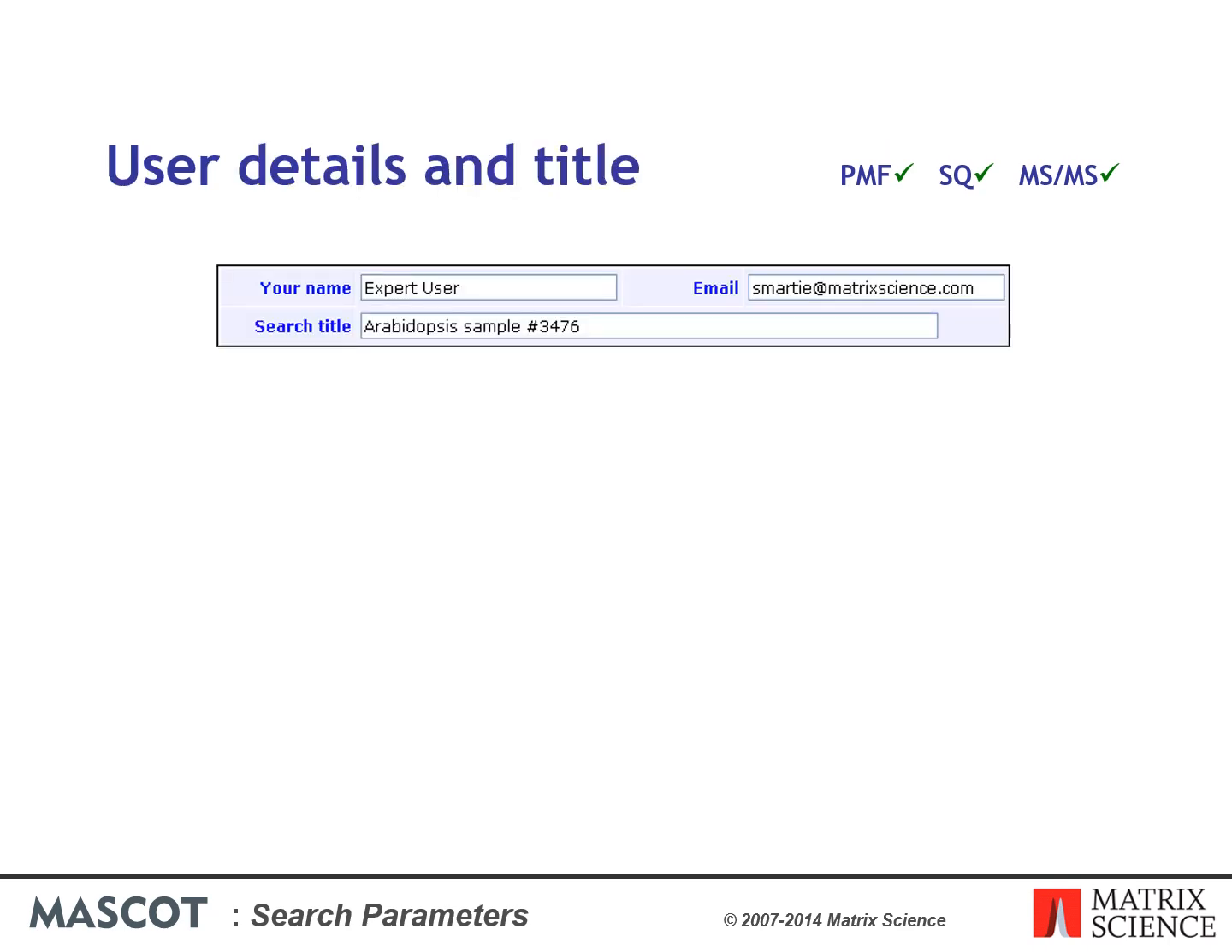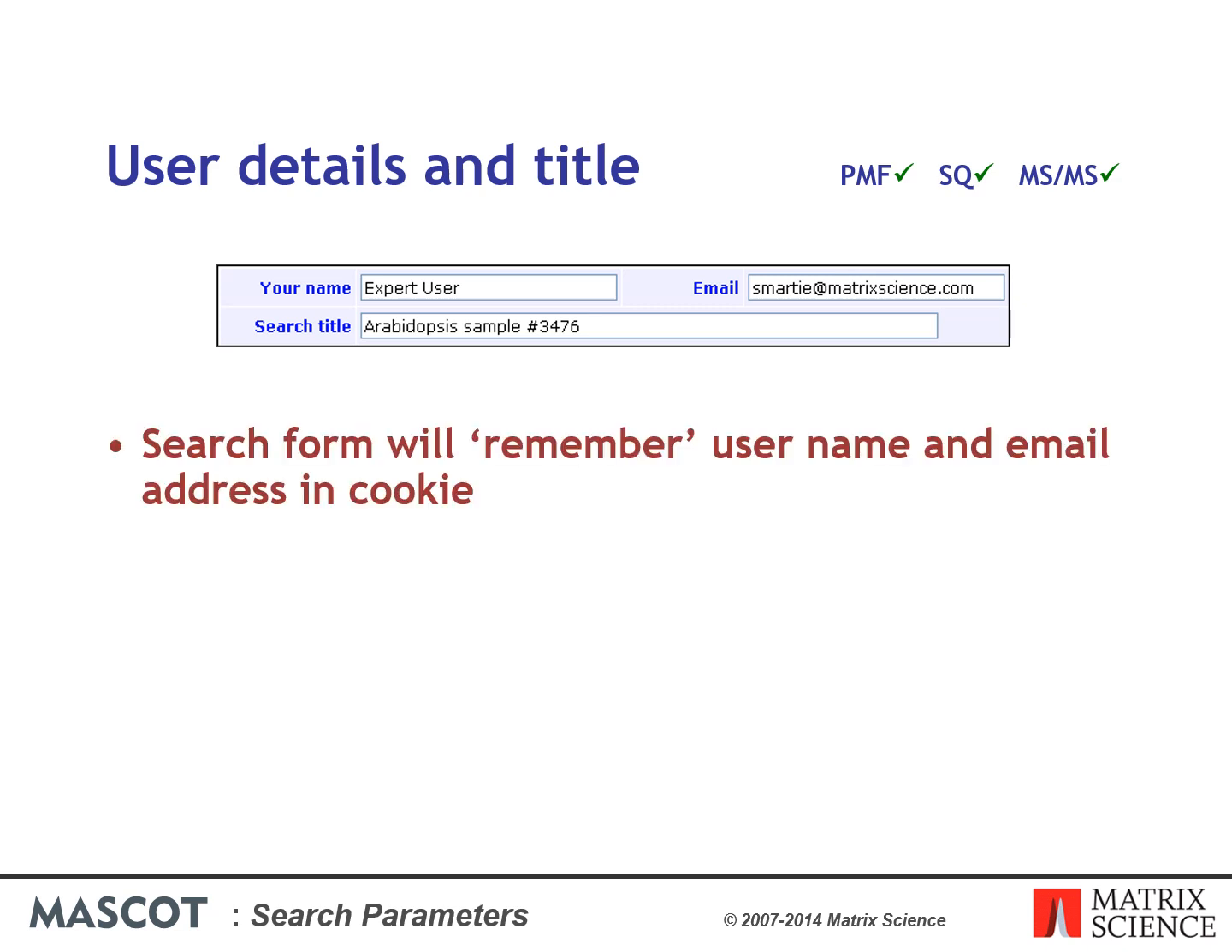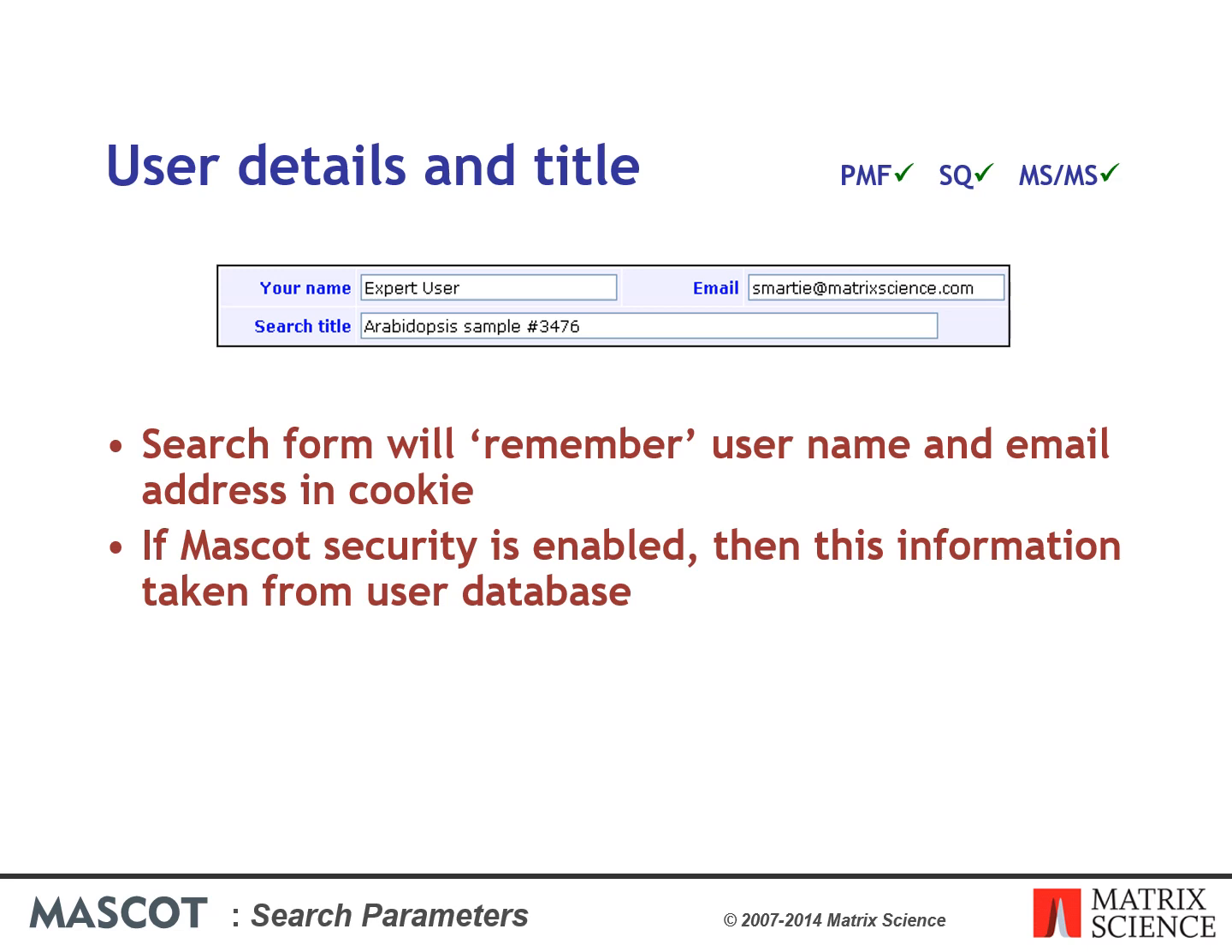At the top of the form are a couple of fields for user information. The name and email are saved as a browser cookie when a search is submitted, so you don't need to complete them every time. If you have an in-house server and Mascot security is enabled, these fields will be populated automatically with the details of the user who is logged in.